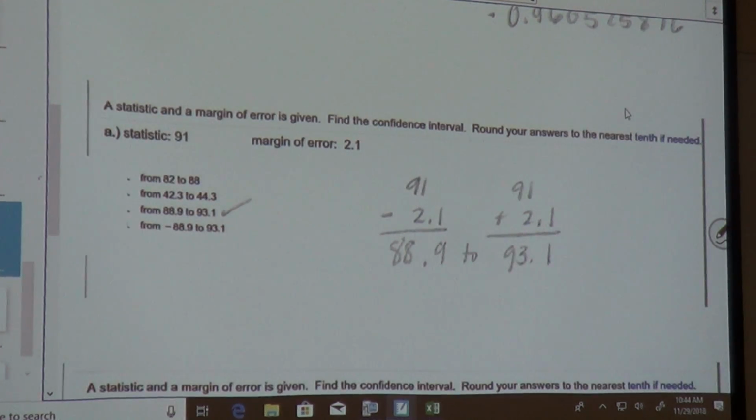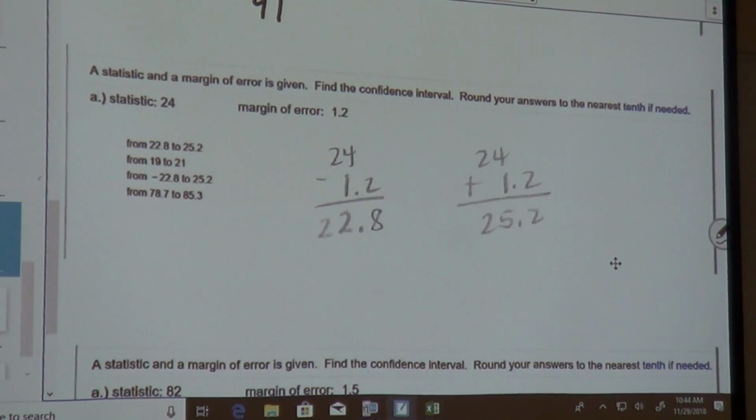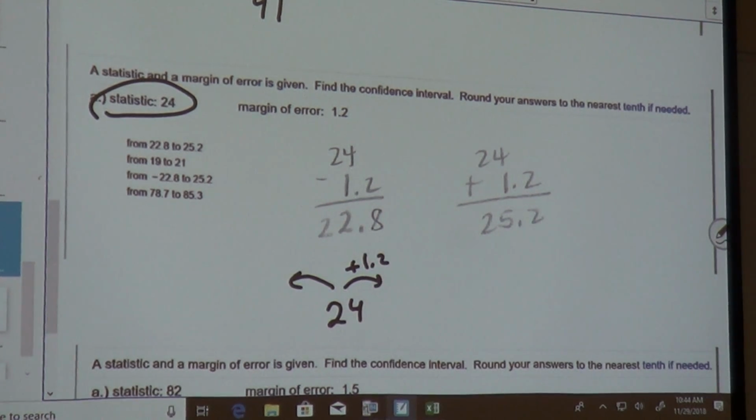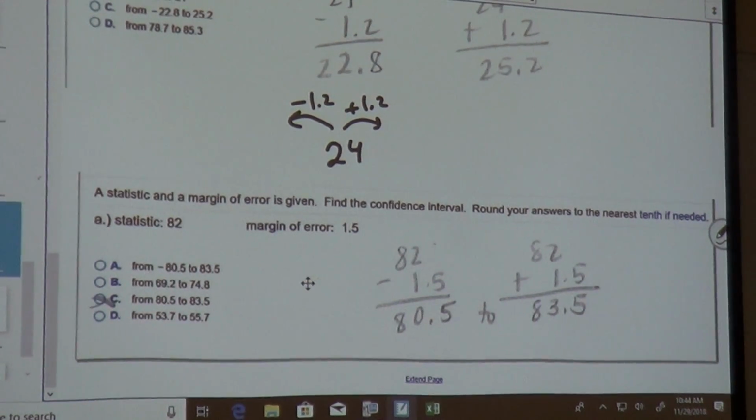This is the one that says, okay, this is my mean, and I'm going to wiggle off my mean. I'm going to add 2.1 and I'm going to subtract 2.1. Here's my mean, 24. I'm going to add and I'm going to subtract. And then the last one's the same thing. 82, I'm going to add it and I'm going to subtract it.